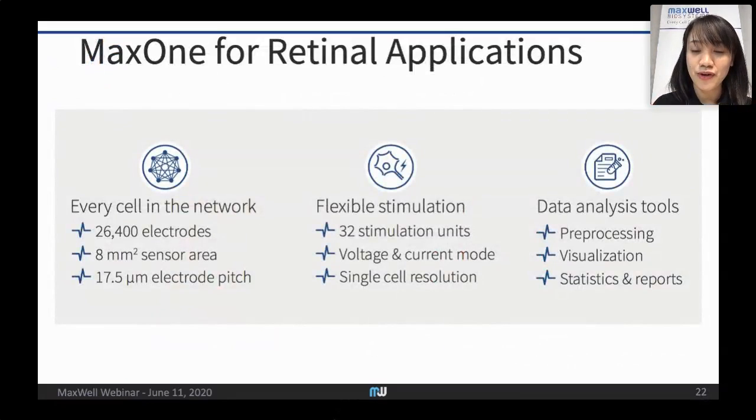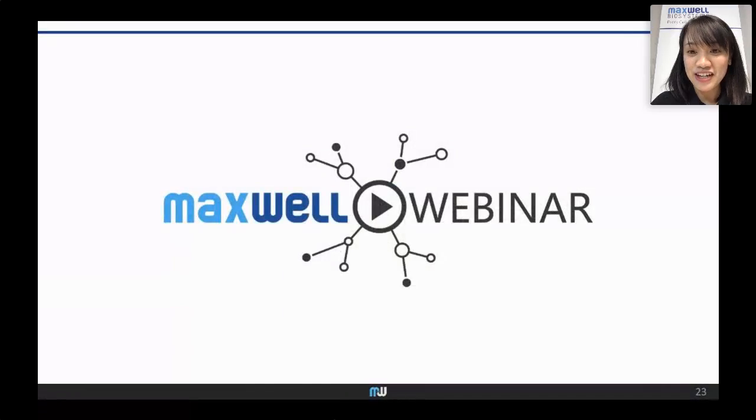So these are the different features of our system that are very useful for retinal applications. We can access every cell in the sample, we have flexible stimulation, and we also have available data analysis tools for retinal experiments. Okay, so that's it for the introduction.